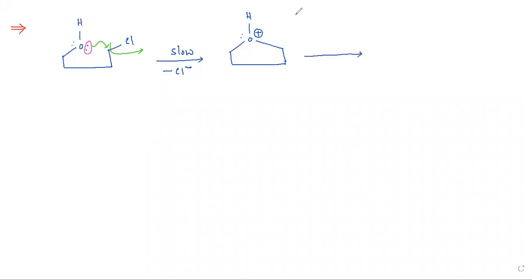Now, as usual, as seen in the previous case, a proton is lost and we get this cyclic ether called tetrahydrofuran, THF. Now, if suppose we compare the rate of this reaction with something of this type, here I am taking brosylate, just like tosylate. A very good leaving group again.